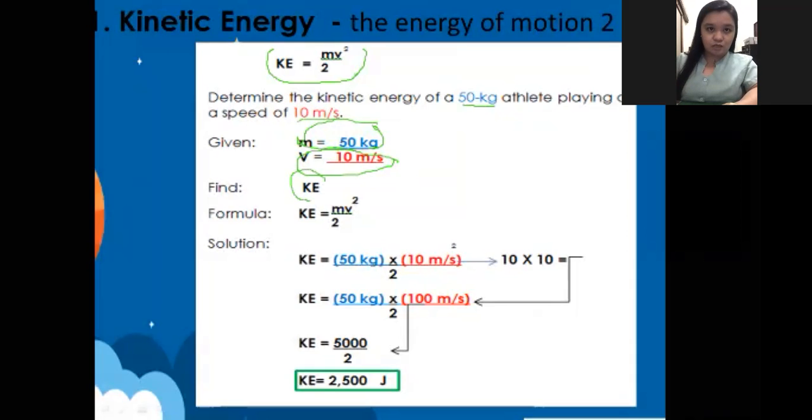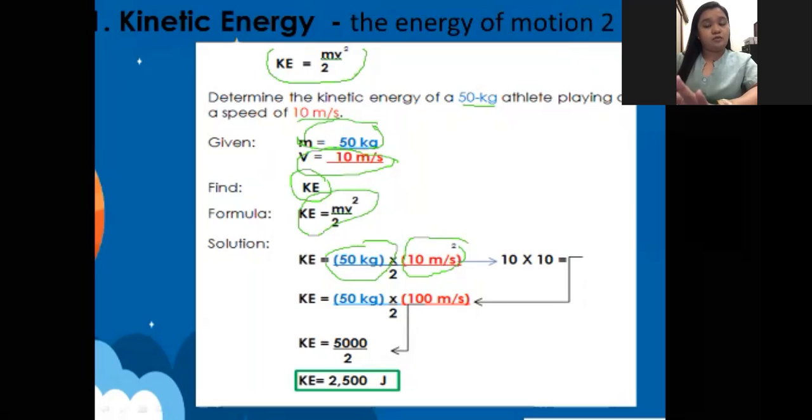Next, we need to find the kinetic energy. There's the formula, you need to follow it. What we're going to do next is fill in the part for m, which is 50 kilograms, and v, which is 10 meters per second squared. How are we going to solve it? We need to multiply 10 by itself because it is squared, so 10 times 10.